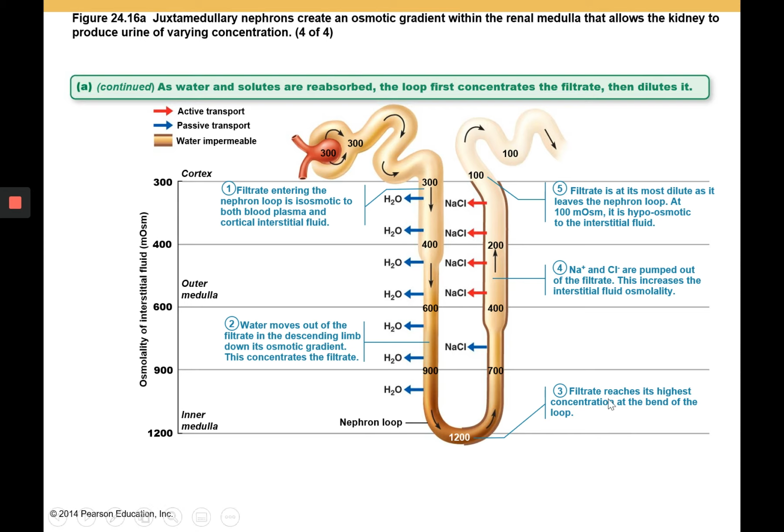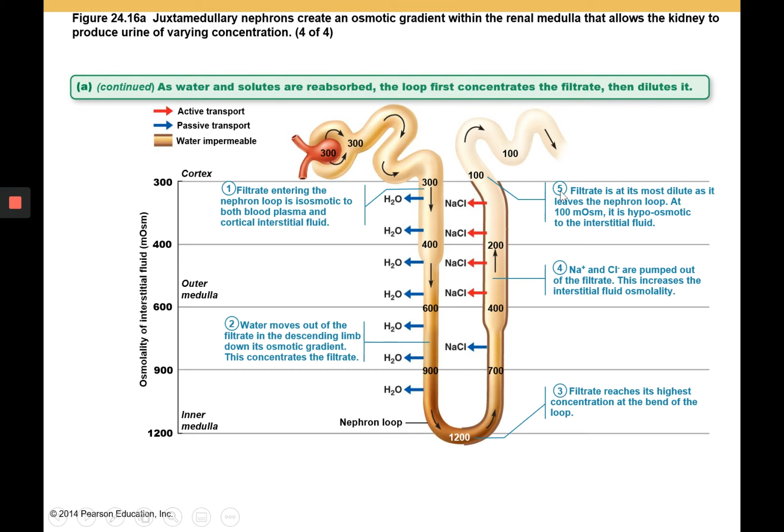Then filtrate reaches its highest concentration because it just lost all that water. Then sodium chloride is going to move out because it can, in order to kind of stabilize the filtrate, and that's going to increase the interstitial fluid osmolality. So it's going to make the outside salty, but the inside more dilute.